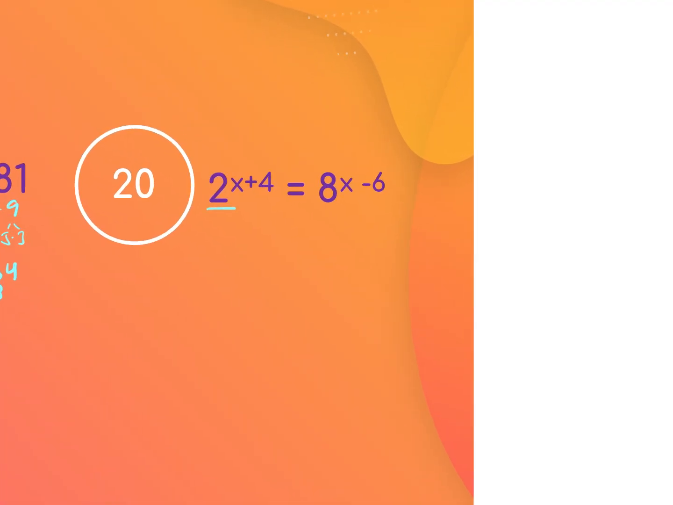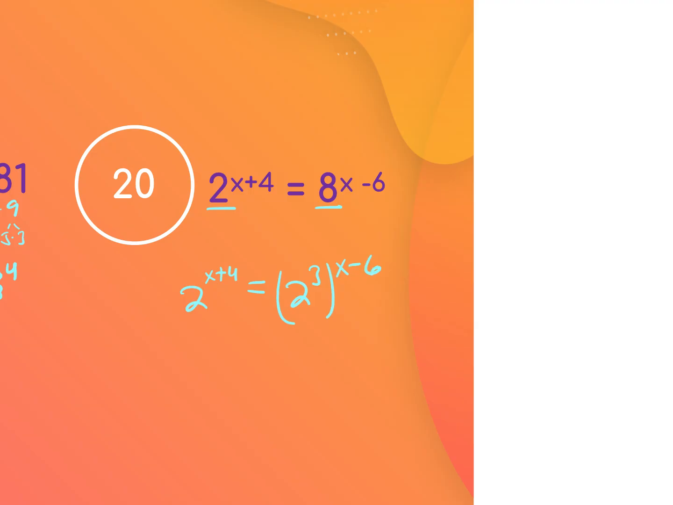I see a base of 2 right here and a base of 8 right here. And we've already done before, I can change 8 to have a base of 2. So I know this side's going to be 2 to the x plus 4, right? That's unchanged. And then 8, I know that that's going to be 2 to the power of 3 to the x minus 6, all right?